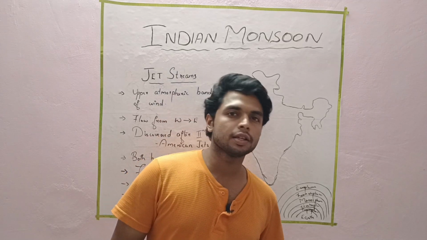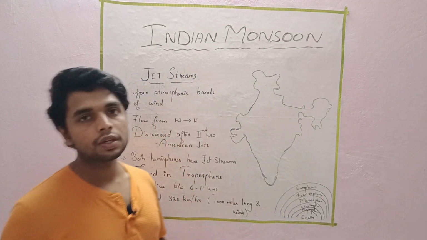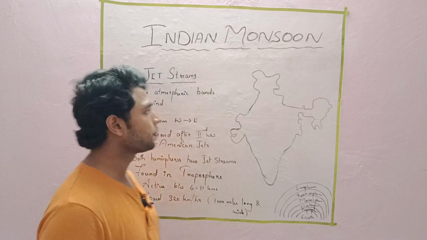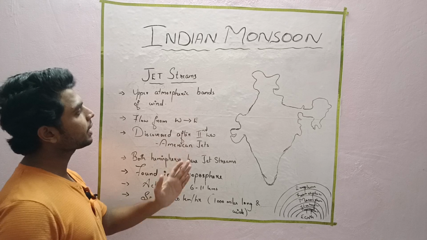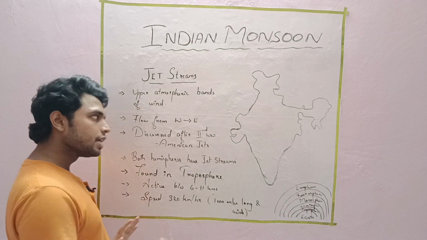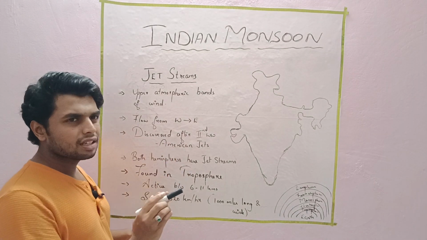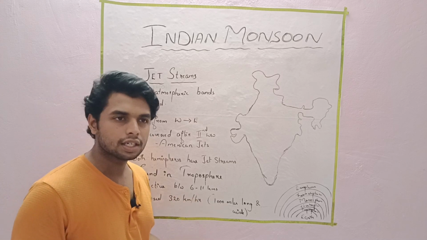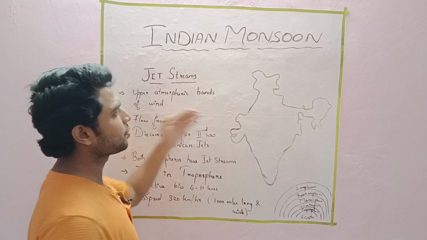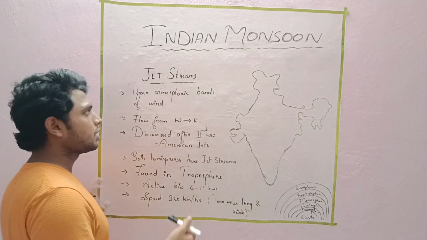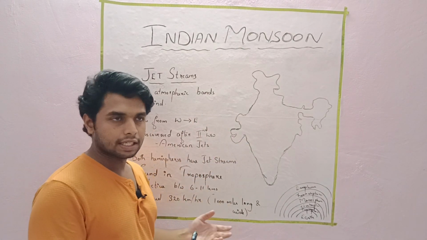So today we will look at the topic jet streams and how it is affecting the Indian monsoon. First of all, jet streams are upper atmospheric air bands of wind. You have heard about the word jet. You know what is a jet, right? It's a fast moving kind of air travel method.